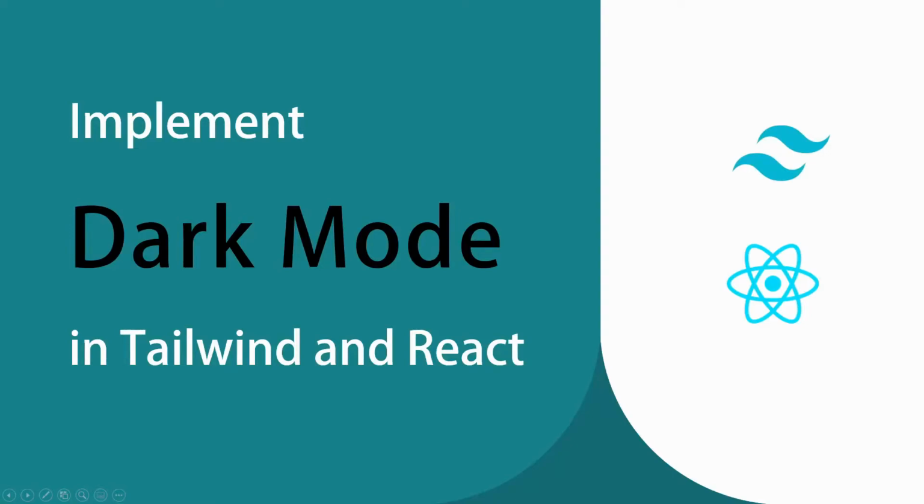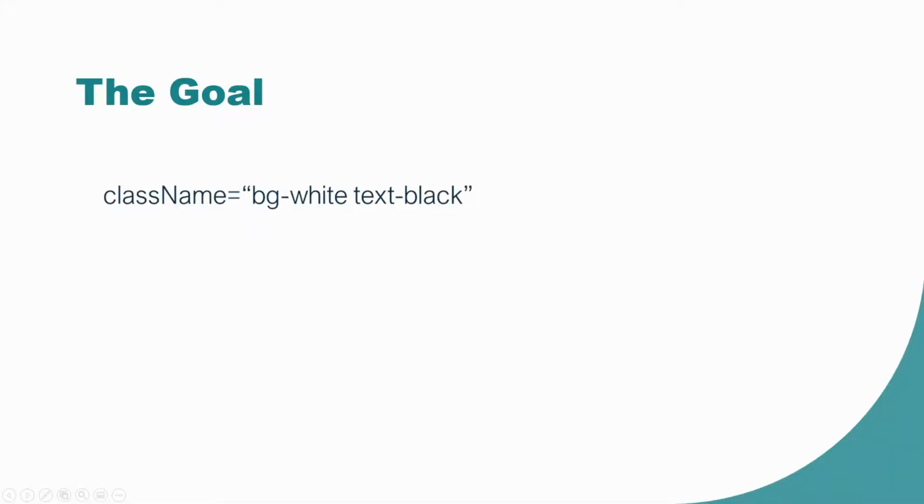This week we're going to talk about how you can implement dark mode in an application with Tailwind and React. Let's get started. So typically in an application with Tailwind CSS, you're going to use utility class names to style your components, to style your HTML elements, such as background black, text white.